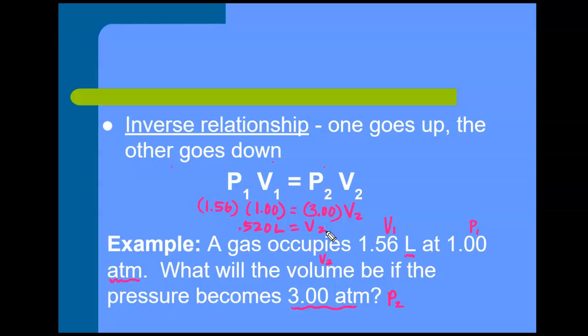For those of you that are going, okay, what did she do? I did 1.56 times 1 is equal to 3 times V. So I divided by 3 on both sides, and I got 0.520 liters.